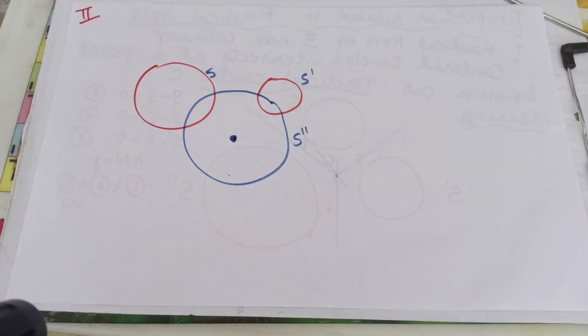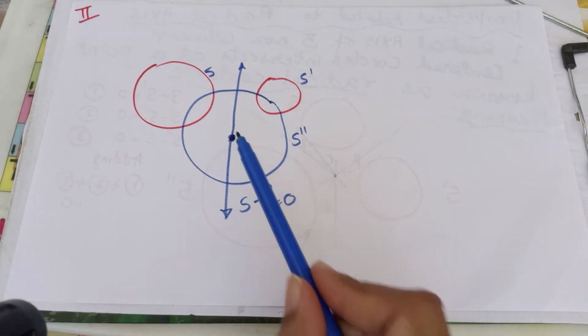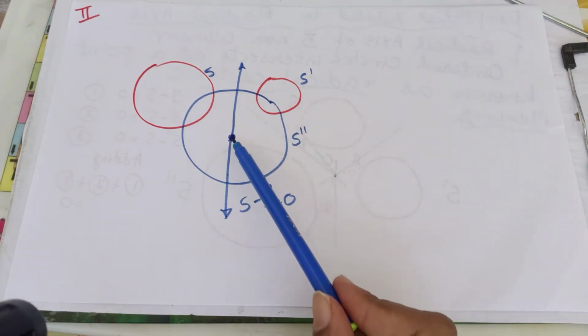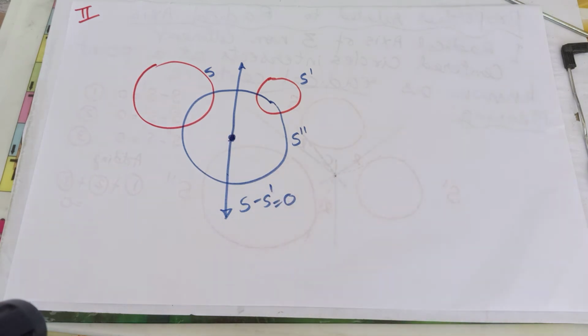So what if we draw the radical axis of S and S dash like this, which is S minus S dash equals to 0. Now as you can see what I mean. So if a circle intersects any 2 given circles orthogonally, the radical axis passes through the center of this circle. Let's say it is C double dash.